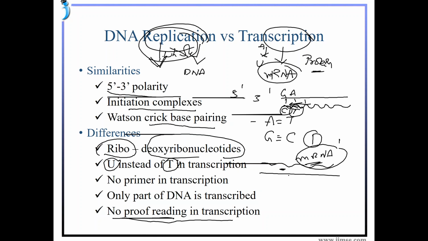Also, replication only happens once in the cell, before it divides, whereas transcription is a continuous process. If you want to proofread, it will be very time-consuming and energy-consuming. So that's why you don't have proofreading in transcription, but it is present in replication. Did you get this? Okay.